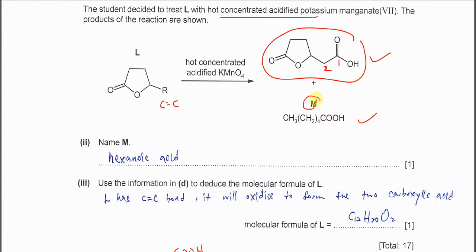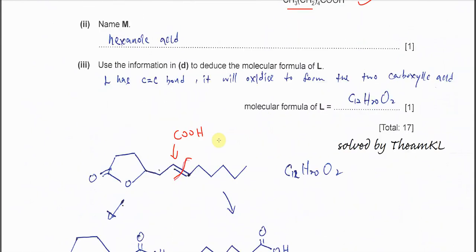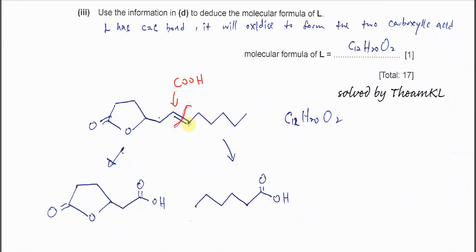Because M is given as the 6-carbon carboxylic acid, this part must be 6 carbons as well. So this C=C double bond breaks, and this part must have 6 carbons. So 1, 2, 3, 4, 5, 6, and this carbon also, after it gets oxidized, will form COOH. So therefore it will form hexanoic acid.